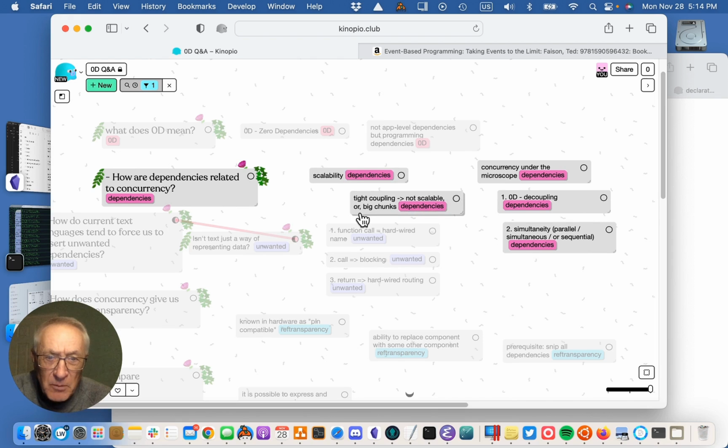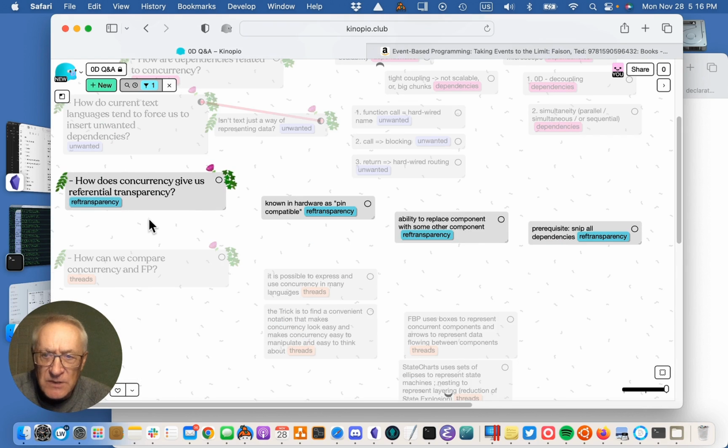Anything that's tightly coupled isn't very scalable. If you do scale it, you scale it in big chunks. Optimized code has to be scaled upwards in big pieces. When we put concurrency under a microscope, we see two aspects of concurrency emerge. One aspect is 0D decoupling. Decoupling is the nucleus of concurrency, and the other aspect is simultaneity, which means we can arrange things to be parallel, simultaneous, sequential, whatever we want.